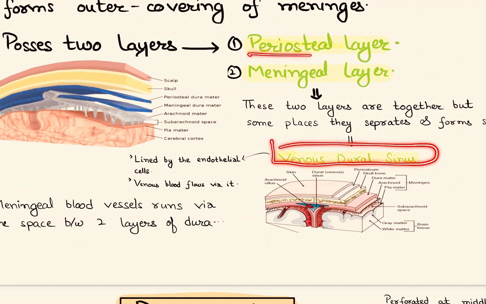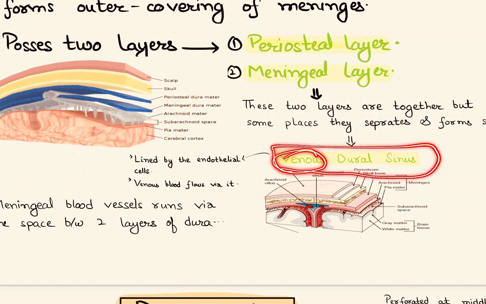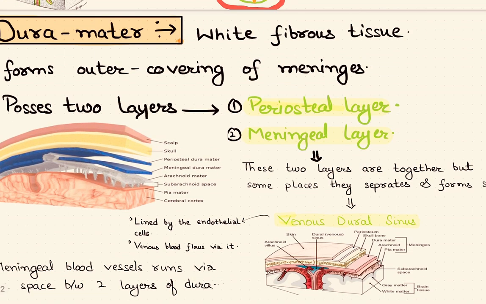Let me repeat it. The periosteal layer and meningeal layer generally travel together, but at certain places they form a cavity between them. There is a long area between these two layers, like this. So it is known as venous dural sinus. Why venous? Because venous blood flows there. Why dural? Because it is the cavity between the dura mater layers. Sinus means cavity. After this we have our arachnoid, and finally we have our pia mater. So this is dura mater.